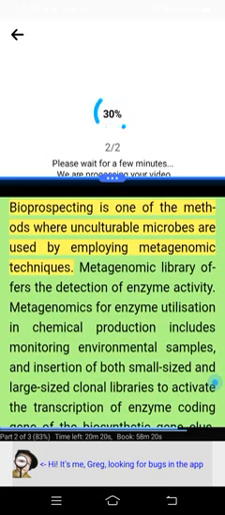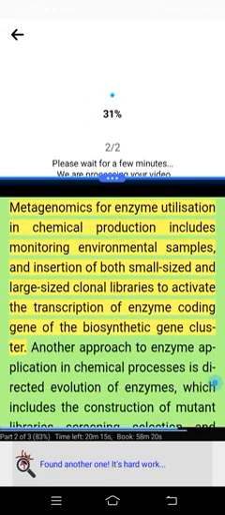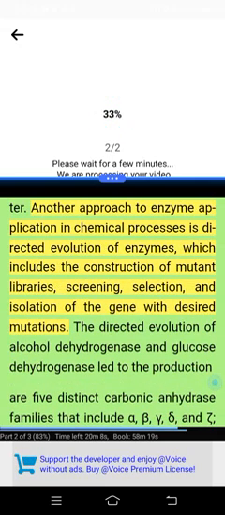Bioprospecting is one of the methods where unculturable microbes are used by employing metagenomic techniques. Metagenomic library offers the detection of enzyme activity. Metagenomics for enzyme utilization in chemical production includes monitoring environmental samples and insertion of both small size and large size clonal libraries to activate the transcription of enzyme coding gene of the biosynthetic gene cluster. Another approach to enzyme application in chemical processes is directed evolution of enzymes, which includes the construction of mutant libraries, screening, selection, and isolation of the gene with desired mutations.